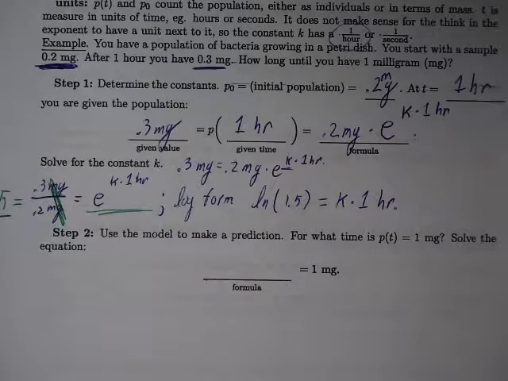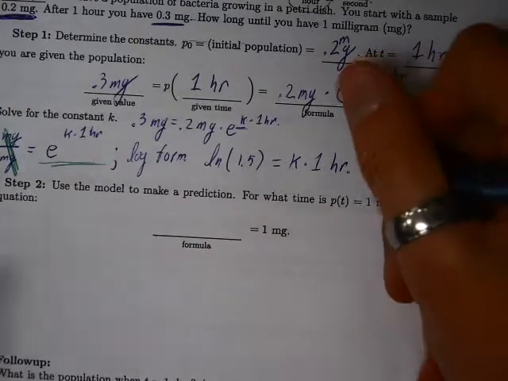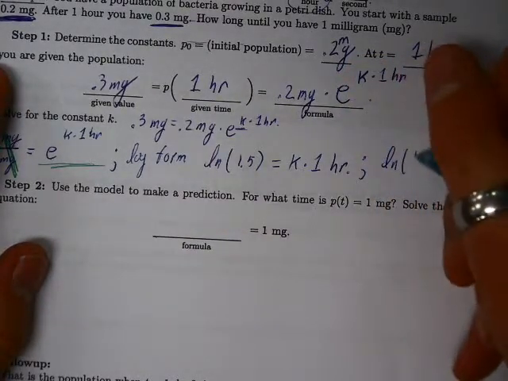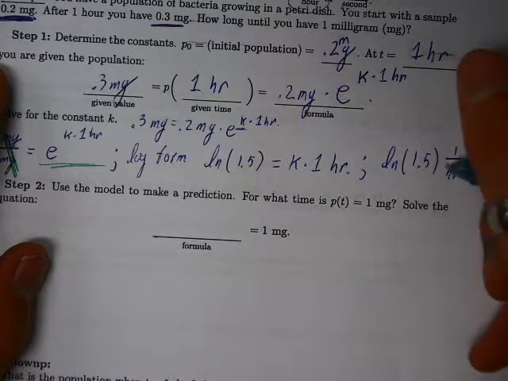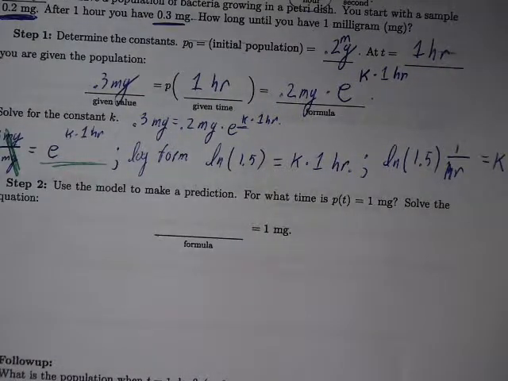So what do you need to do if you want to solve that for k? Divide over the 1 hour. Right, just line the units up the way they're supposed to line up. So it must be then that ln of 1.5 times 1 over 1 hour is equal to k. How do people feel about that? That seem okay? Okay, so that tells us exactly what function to use to model this population. Let's use this model to make a prediction. What is it that we were asked to predict?